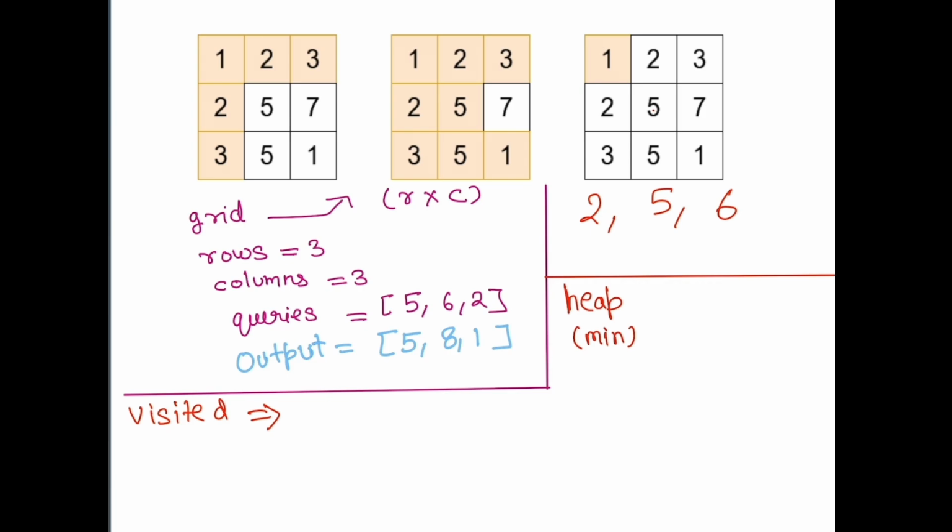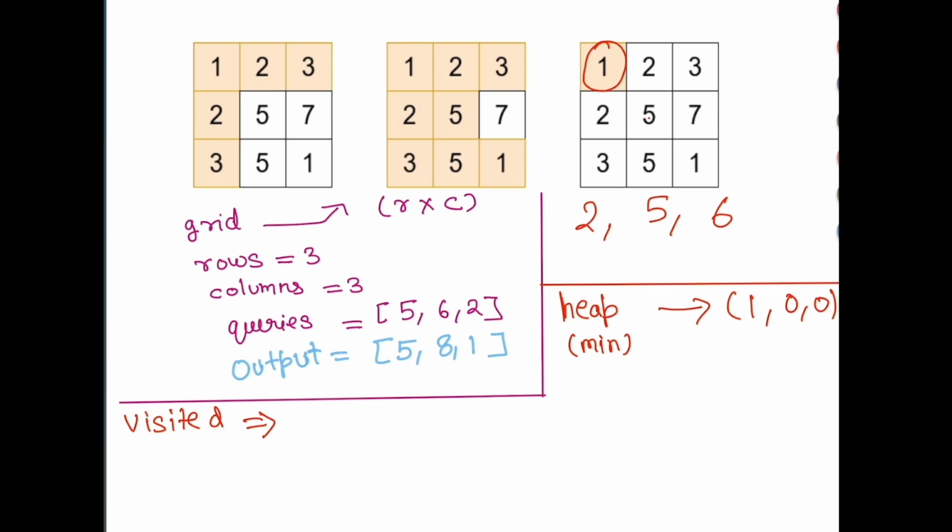And initially, since we need to start from the top left corner, we will push this data to the heap. So let us push this particular data to the heap. The data will be 1, and which cell is this particular data part of? The cell number 0 comma 0. This is the row number and this is the column number. Basically these are the indexes of your cell. Now let us start processing our queries one by one.